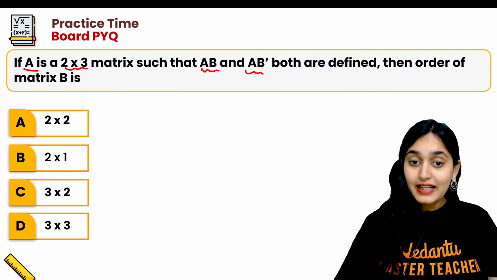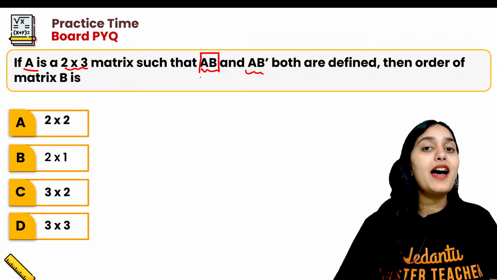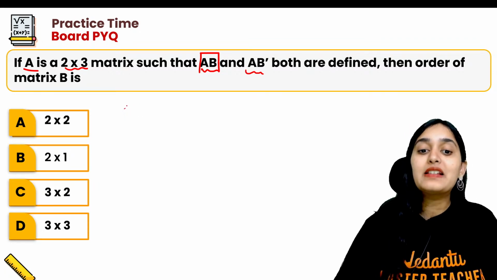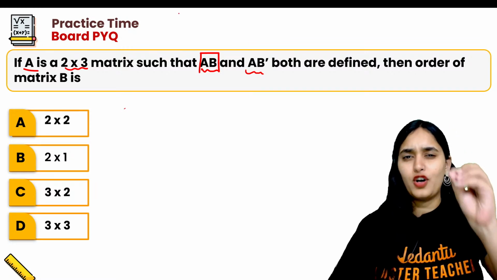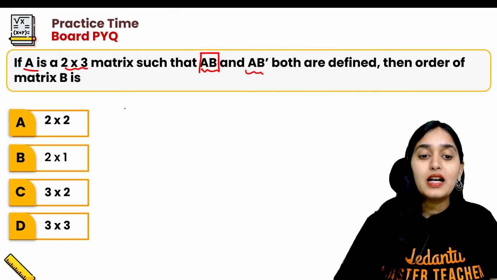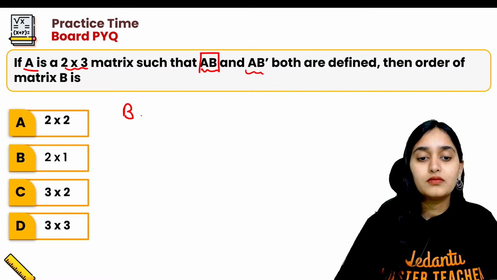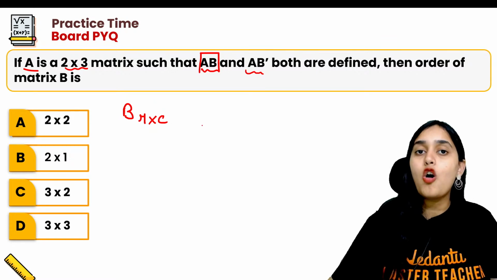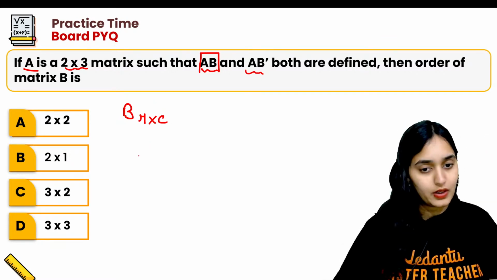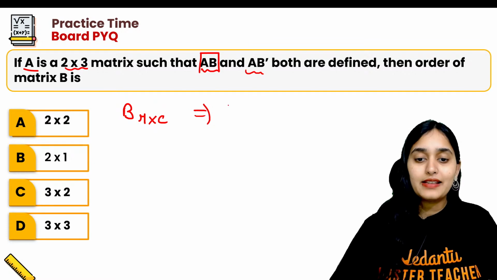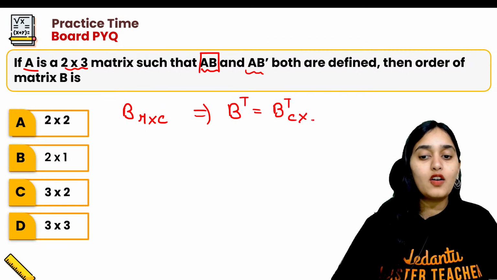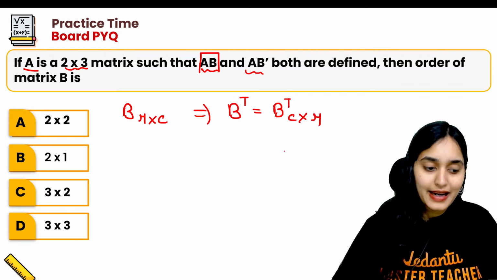It says that A into B is defined. Do you remember matrix multiplication? Matrix multiplication says that, first of all, let us assume that B is of order R cross C. That is the order of B matrix. This implies that B transpose will be of order what? B transpose will be C cross R, right?